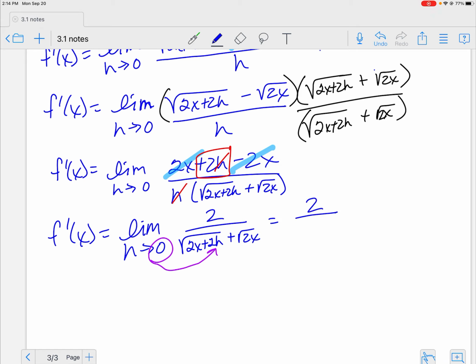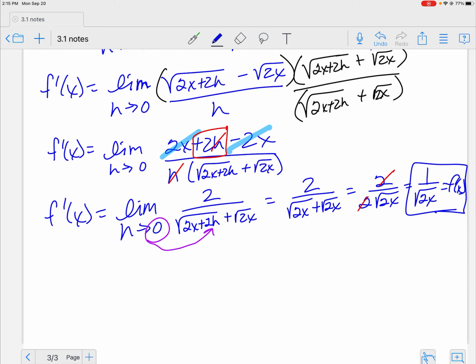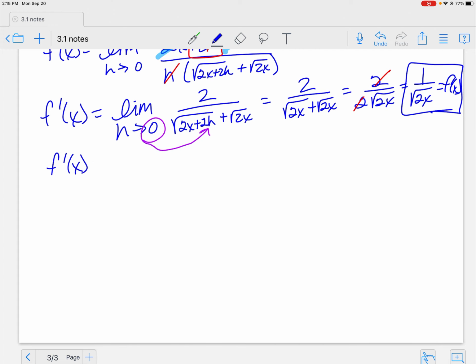So now I have 2 over the square root of 2x plus the square root of 2x. So 2 over 2 square roots of 2x. Do you see what's happening here? The 2's cancel. And I'm left with 1 over the square root of 2x as my derivative. Nice, right? Okay, so if this is my derivative, what's another word for derivative? The slope of the tangent line. Good. So I know that this is now my generic slope formula.